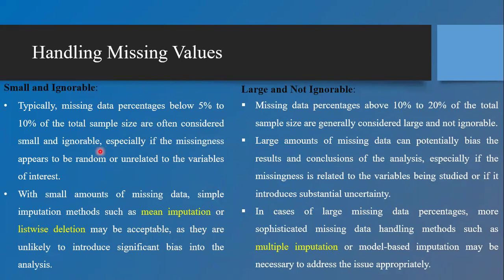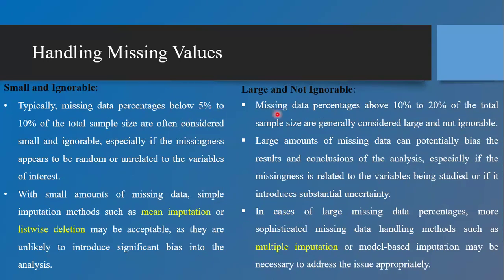In that case, those missing values are considered random and unrelated to the variable of interest. With small amounts of missing data, simple imputation methods such as mean imputation or listwise deletion may be acceptable, as they are unlikely to introduce significant bias into the analysis. So in this case, you can apply mean imputation, or you can delete the values if they are less than 5% of the total sample size.